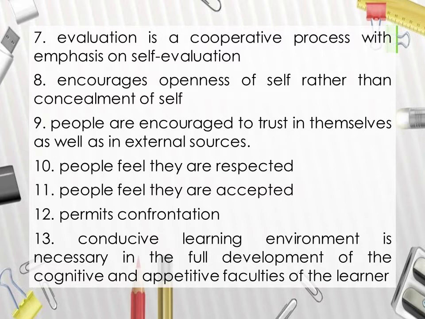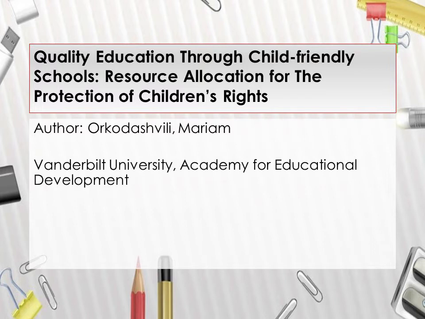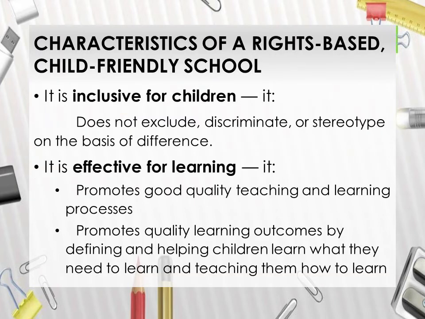That's it. And then right now, let's proceed to quality education through child-friendly schools, a resource allocated for the protection of children's rights by Arkadabs Lee Mariam. This is a research I found on the internet. This paper discusses the idea and purposes of child-friendly schools initiated by UNICEF. Now, according to this research, there are 5 characteristics of a rights-based child-friendly school.